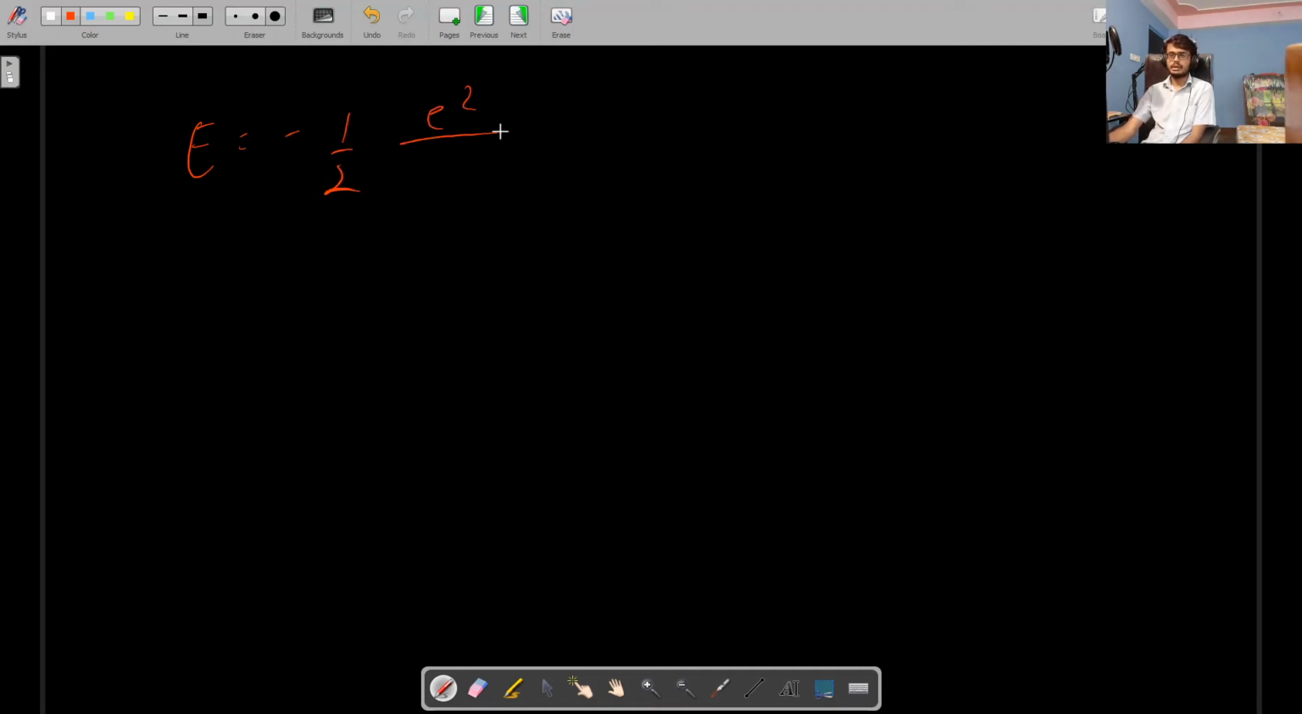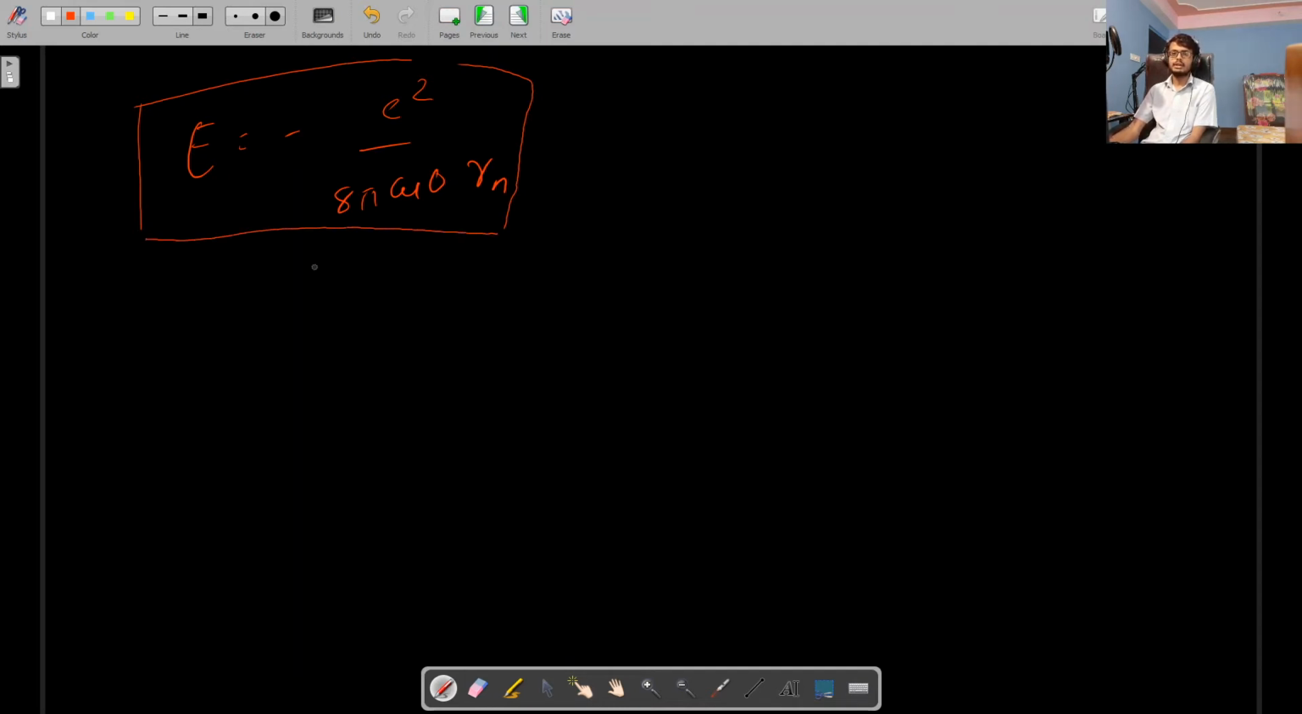Basically we write it as energy equal to negative of e square divided by 8 pi epsilon naught Rn. So this is the energy in Bohr's theory. Okay, Bohr's model of an atom, energy is this formula. Now what we do is we substitute the value of Rn.